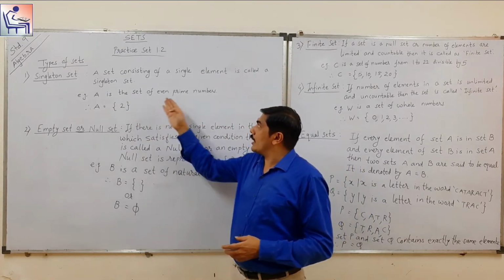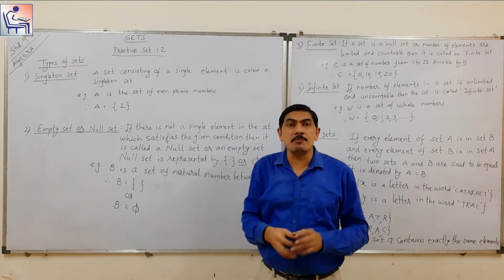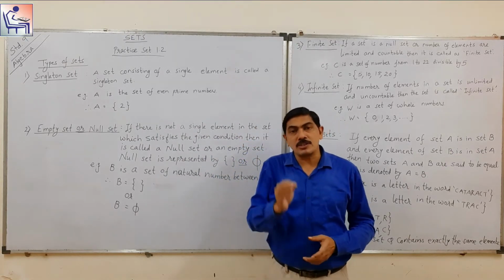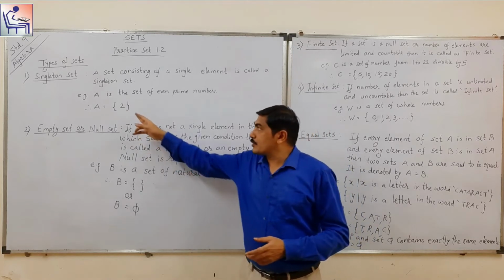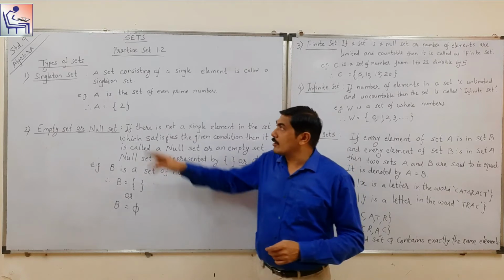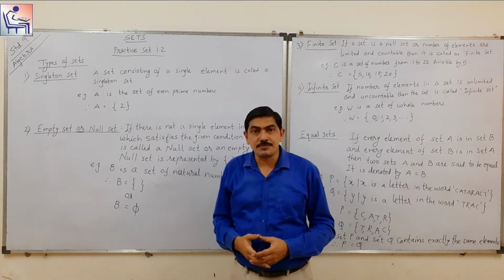For example, A is the set of even prime numbers. So here there is only one prime number which is even, and that is 2, and as here there is only one element, so we call it a singleton set.